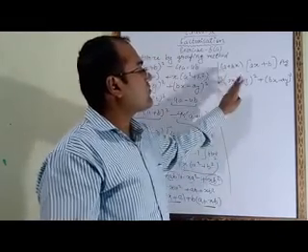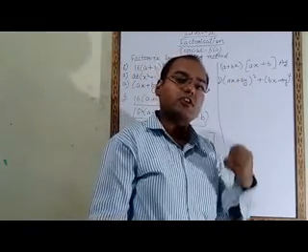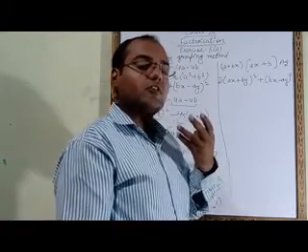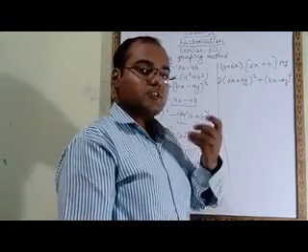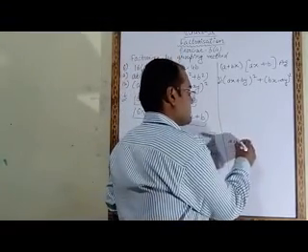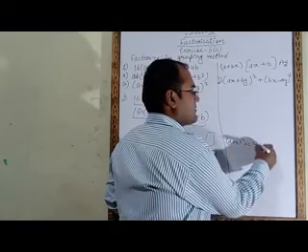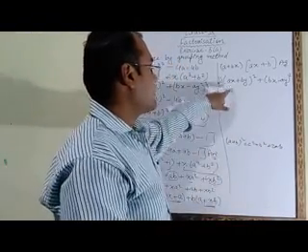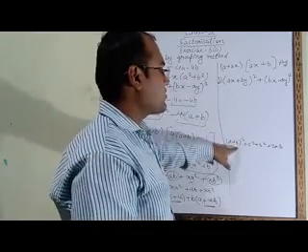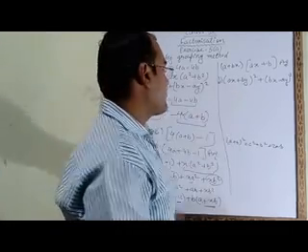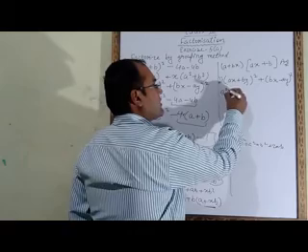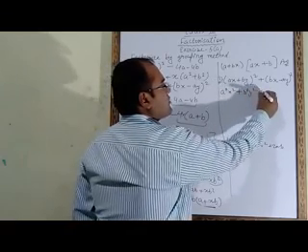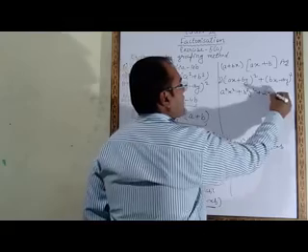Now what you have to do? First of all we will open this whole square. We will use the identity formula of a plus b whole square. What is the formula of a plus b whole square? A plus b whole square is a square plus b square plus 2ab. This formula we will use here. So instead of a, ax we have to take. Instead of b, by we have to take. So what we have to do? Square of first number plus square of second number plus 2 into a into b.